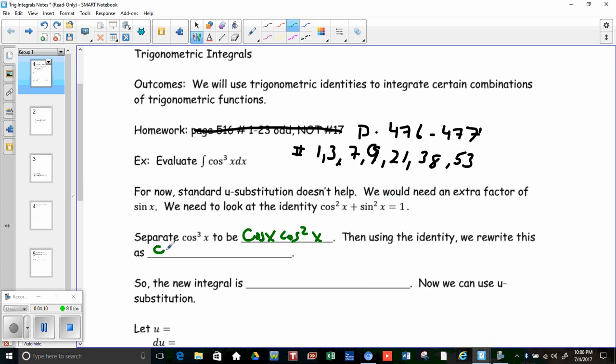So we're going to have cosine x, rewriting this cosine squared as 1 minus sine squared x. All right, now that we have that, the new integral looks like the integral of cosine x times 1 minus sine squared x dx. Now we can use a standard u substitution to solve this integral.